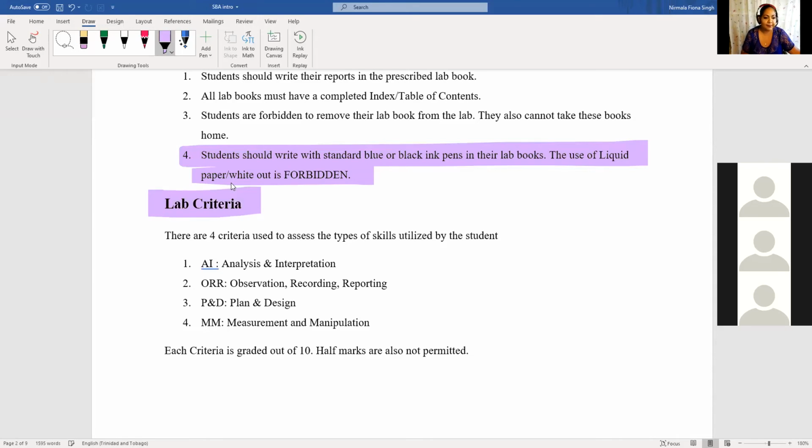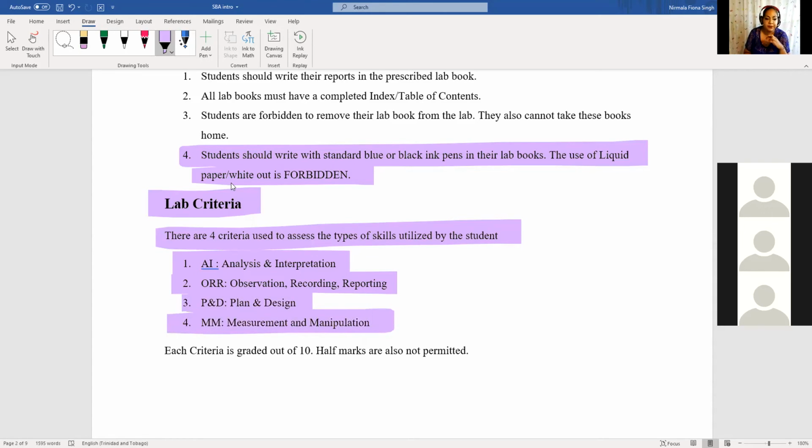Lab criteria. There are 4 criteria used to assess the types of skills utilized by these students. This applies to both bio and chemistry. How we mark them and what they entail are slightly different because clearly our 3 subjects have different requirements. But same 4 categories. We have AI, which stands for analysis and interpretation. We have ORR, representing observation, recording, and reporting. PD, plan and design. And MM, measurement and manipulation.